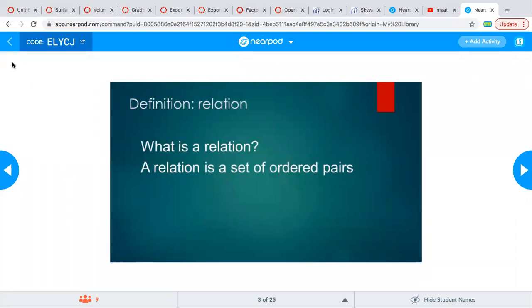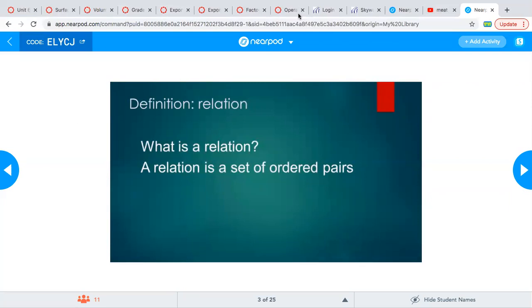All right. So what is a relation? A relation is a set of ordered pairs. Now, this whole day today, I want you to think of things in terms of relationships. Like for real, like a relationship, like girlfriend, boyfriend. So a relation is a set of ordered pairs.